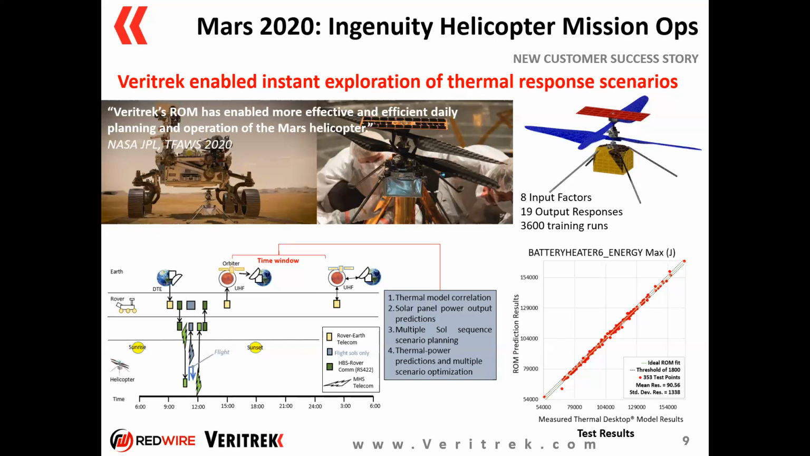And so we ended up building a ROM with 8 input factors and 19 output responses. We had a ton of calendar time to throw training runs at it. So we ran this in the background, like Jake had mentioned earlier, when we weren't using licenses. We ended up with 3,600 training runs, and because of that, we certainly ended up with a really nice, accurate ROM. You can see some of those test results in the bottom right. This is a ROM that's currently being used on that helicopter. Jake, we can go to the next slide.